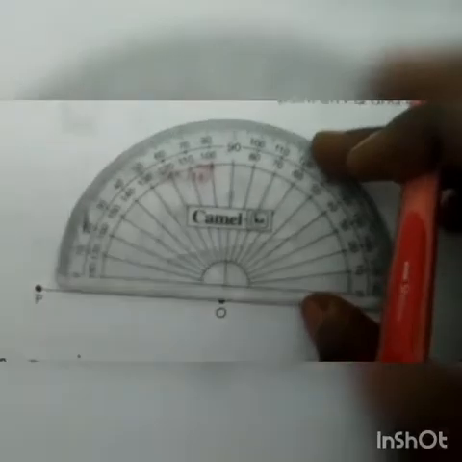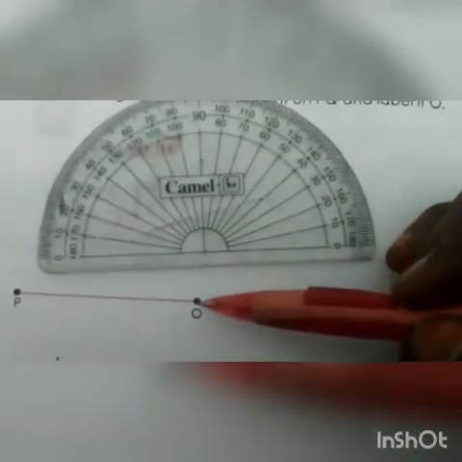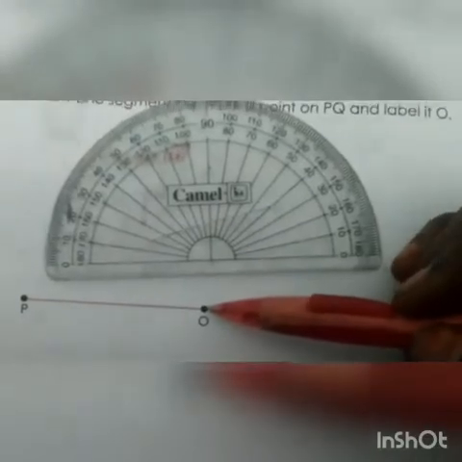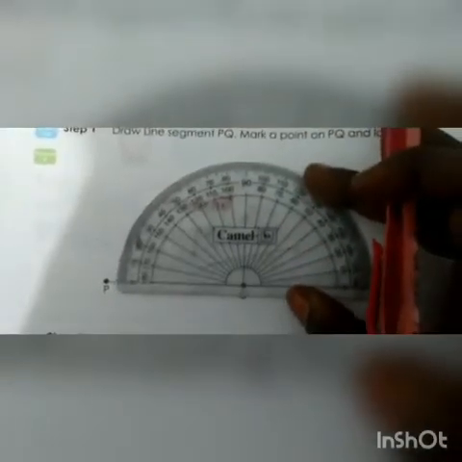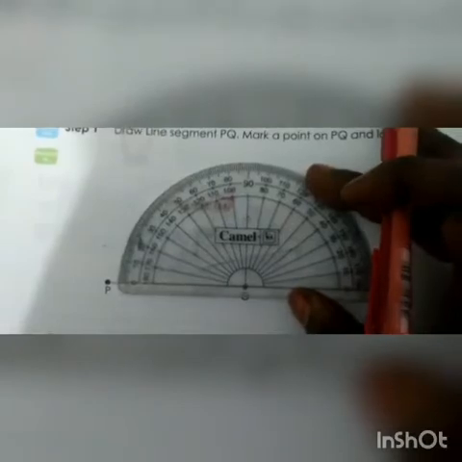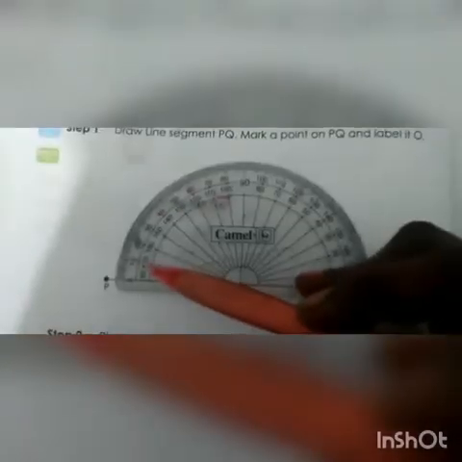Start from here. You have to keep this protractor like this. The center point of the protractor should coincide with the center of the line segment. Always the baseline of the protractor should lie exactly on the line segment. So in this way we have to keep the protractor like this.